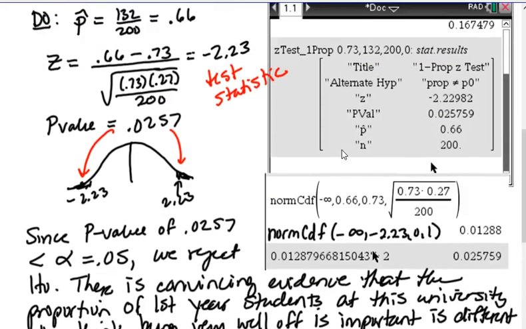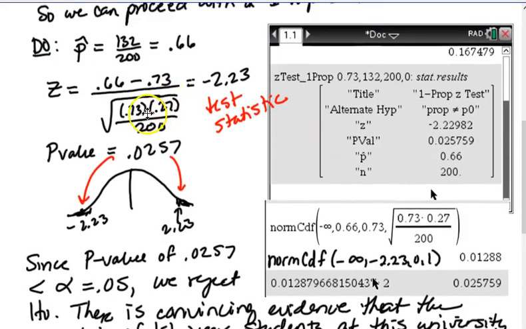Once again, make sure that you're able to use the calculator or the table or by hand to calculate the p-value and the test statistic. Those are the two important values you need to show in the do step.